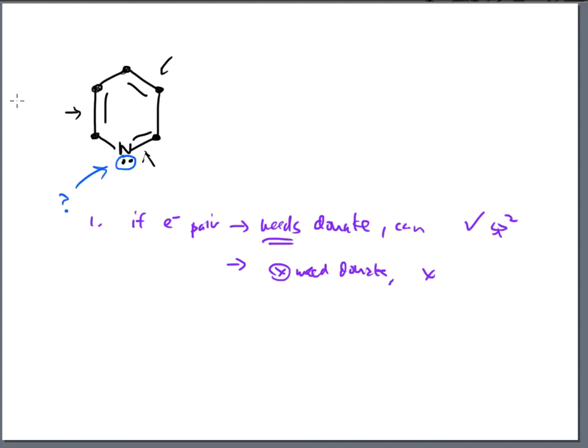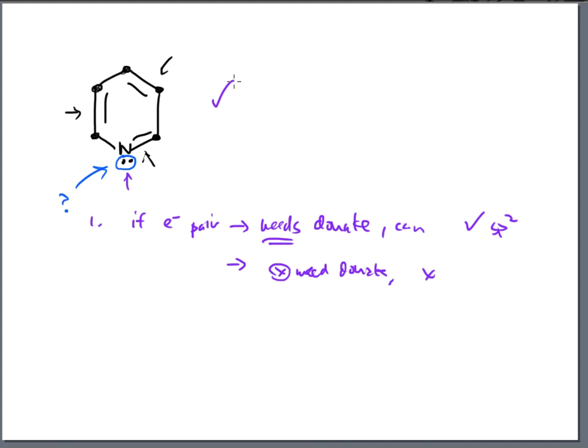If I look at this structure the way that it's written, the question is, do I need to donate this set of electrons to the system in order for this to be delocalized? And the answer is no. It's delocalized the way that it already is. There's nothing that I need to do to it. So because of that, this meets the definition of aromaticity.